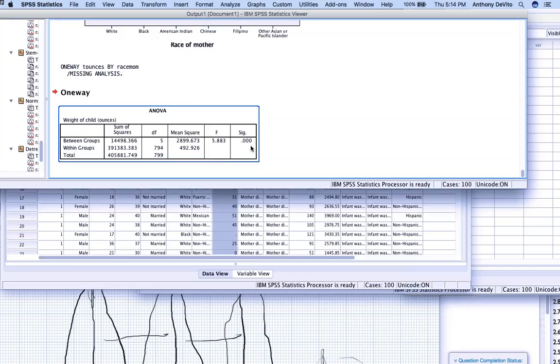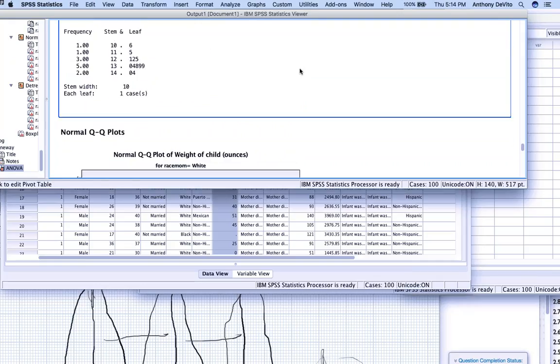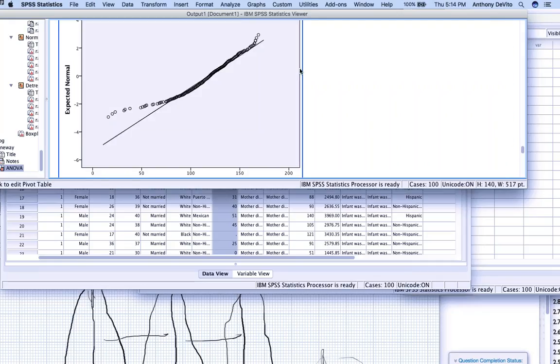Reject our null hypothesis, because the chances of being wrong if we reject our null hypothesis are less than 5%. Now, did this tell you which of the groups are statistically significant? It didn't. It just told you that mu1, mu2, mu3 are not all equal. That's all it's told you so far. So now we have to figure out which of the groups are really different.